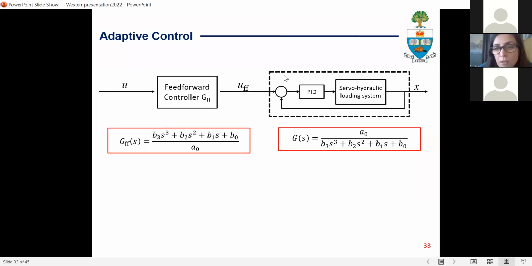So here we are looking at the inner loop, which has this transfer function that represents the dynamic of the controller and the servo-hydraulic test structure system. So if we can identify the dynamic of the system accurately as a transfer function, and if we can somehow invert that transfer function and put it in front, you can see mathematically there's going to be perfect cancellation, which means that U is going to become X, perfect control.